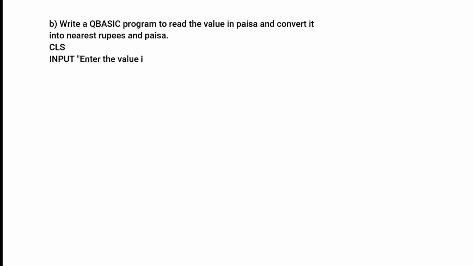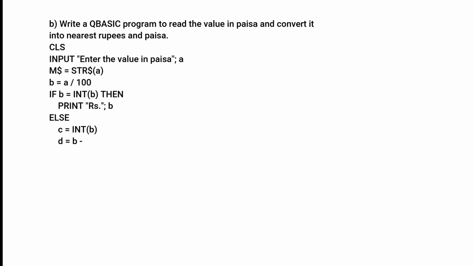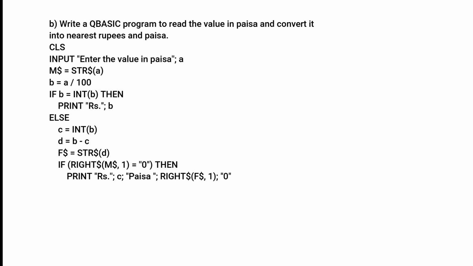B. Write a BASIC program to read the value in paisa and convert it into nearest rupees and paisa. CLS. Input, enter the value in paisa, A. M$ is equal to STR$, A. B is equal to A by 100. If B is equal to INT, B, then print Rs, B. Else C is equal to INT, B. D is equal to B minus C. F$ is equal to STR$, D.